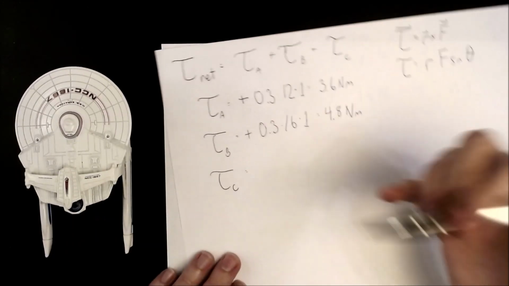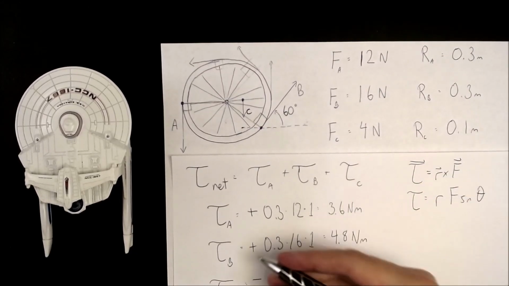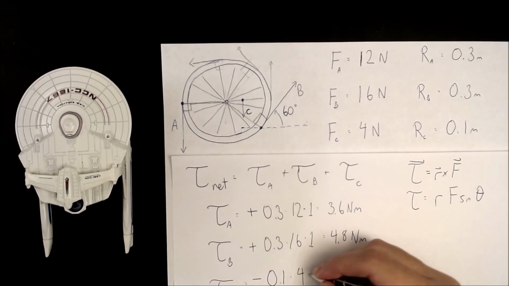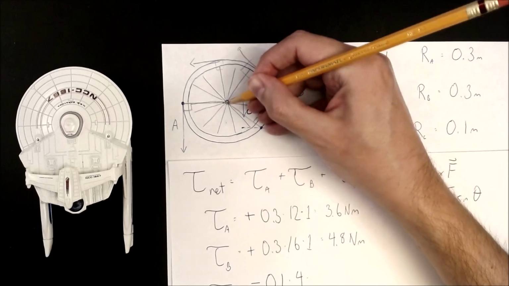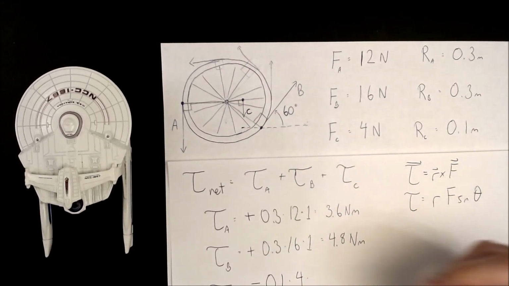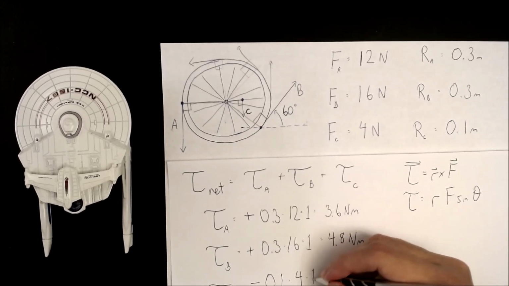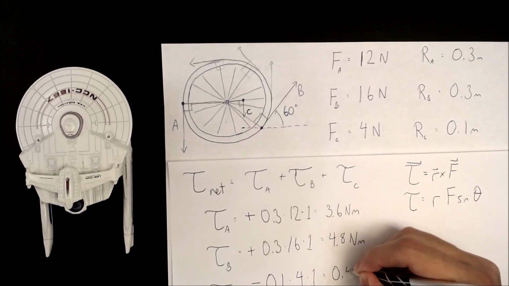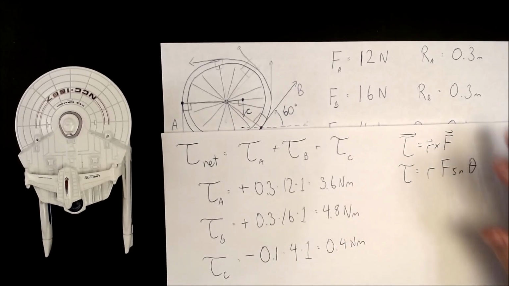So this is going to be our negative torque, and this one is going to be 0.1 meters times 4 newtons times, what's the angle? Well, I think you can tell if we start there and move there, we're going to get another 90-degree angle. And so we've got the sine of 90, which is 1, and so we get 0.4 Newton meters.